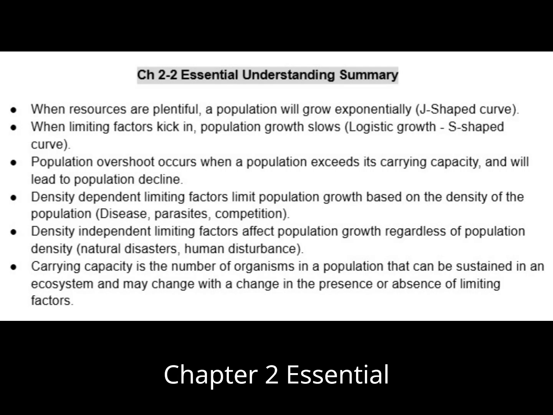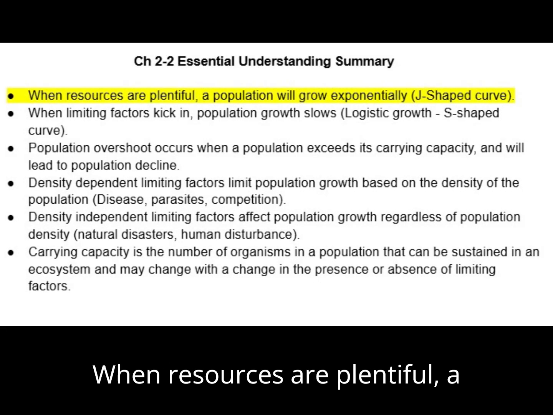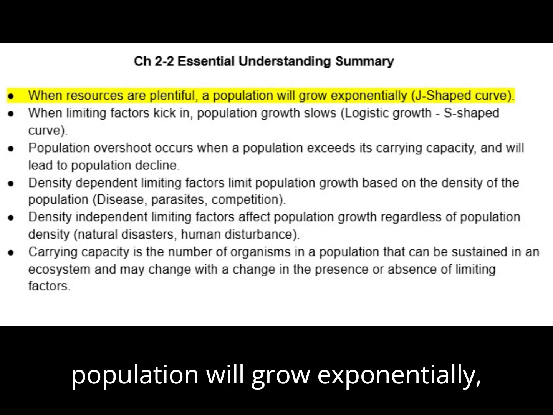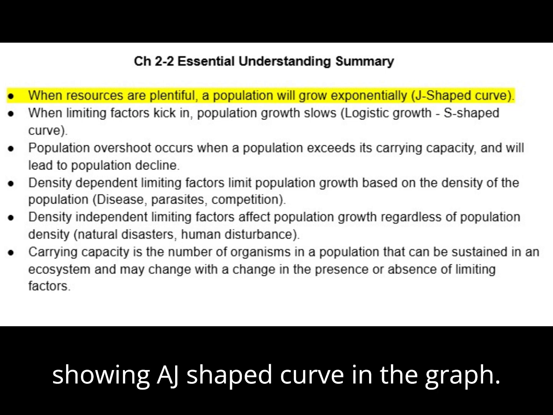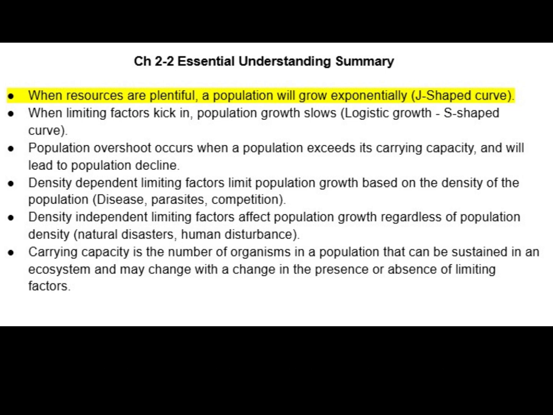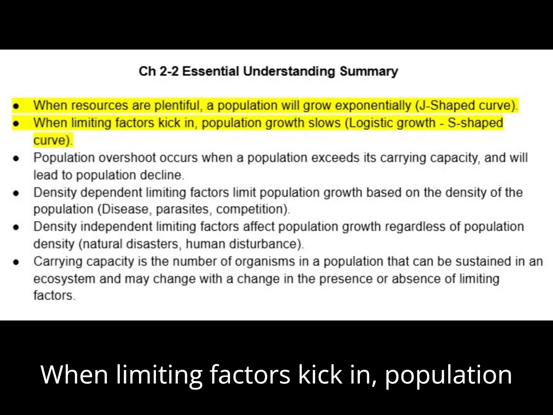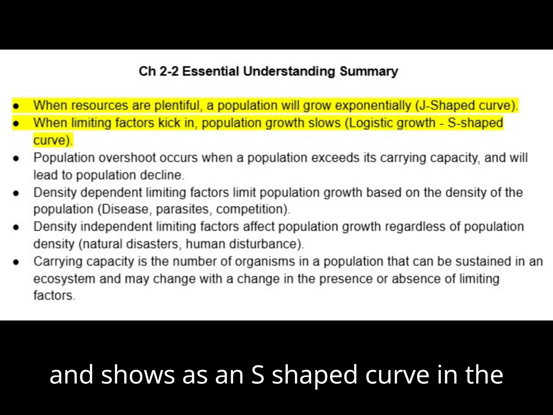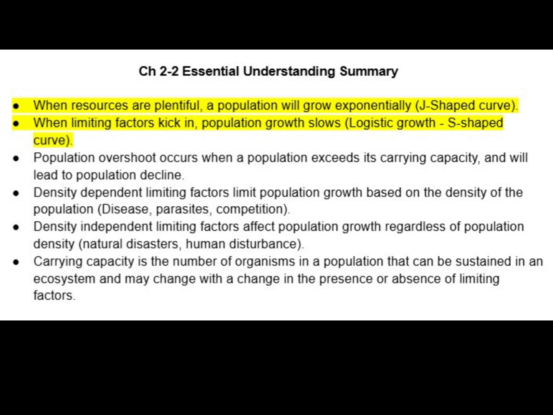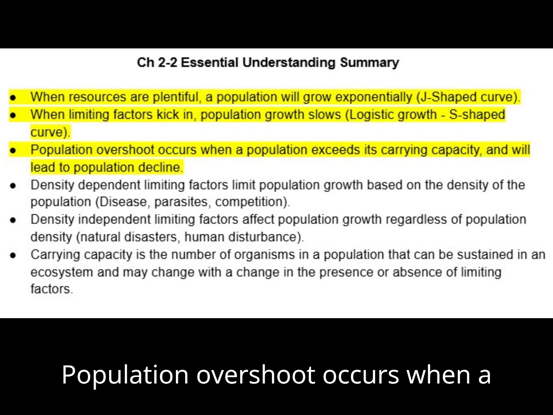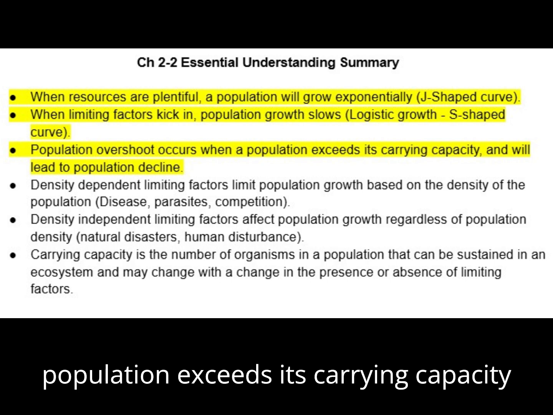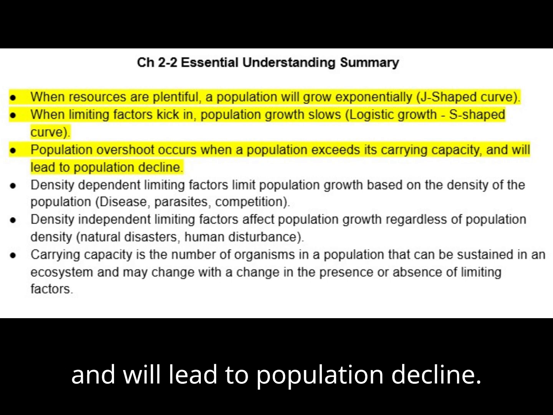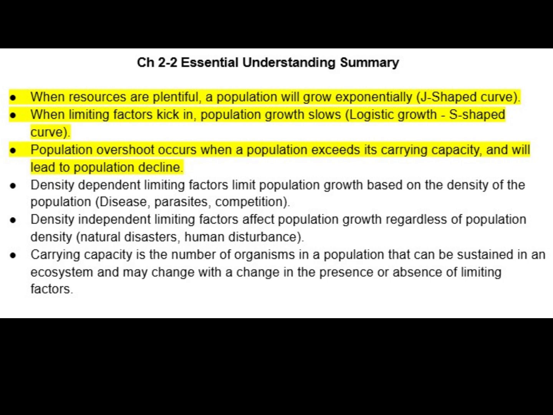Chapter 2-2 Essential Understanding Summary. When resources are plentiful, a population will grow exponentially, showing a J-shaped curve in the graph. When limiting factors kick in, population growth slows. This is logistic growth and shows as an S-shaped curve in the graph. Population overshoot occurs when a population exceeds its carrying capacity and will lead to population decline.